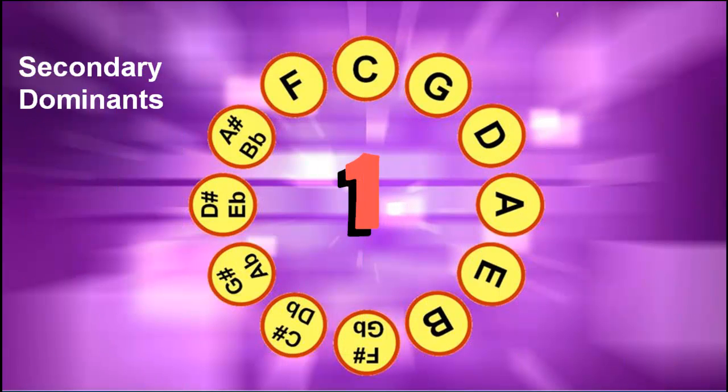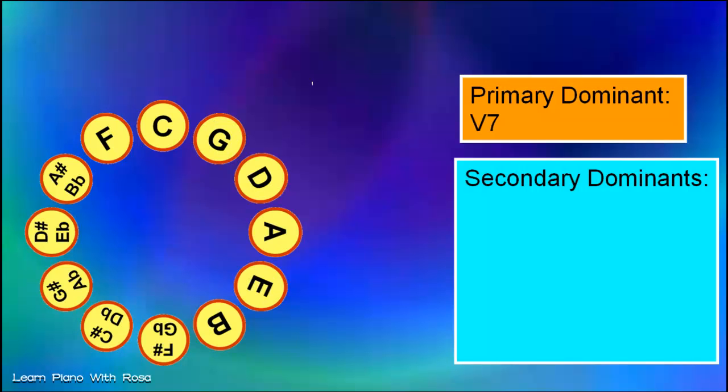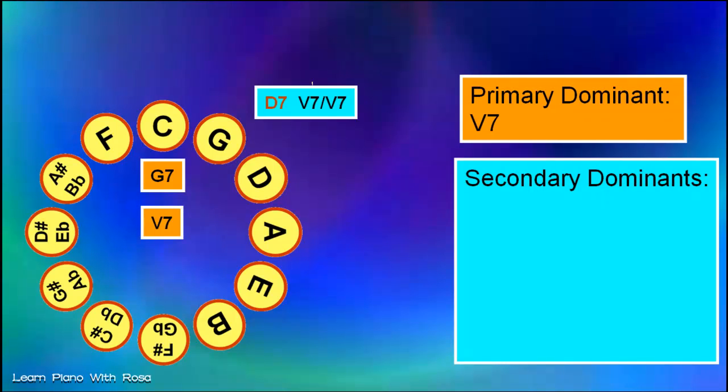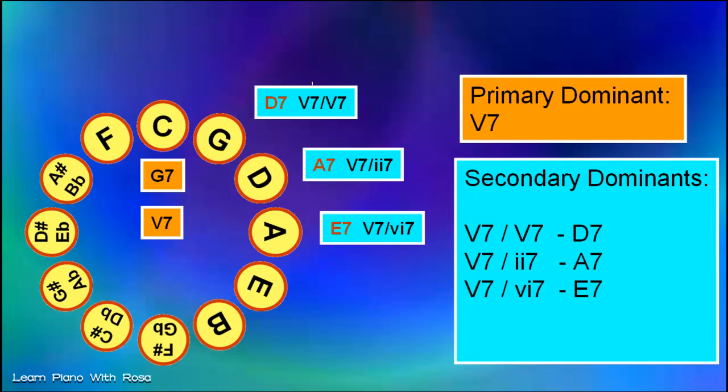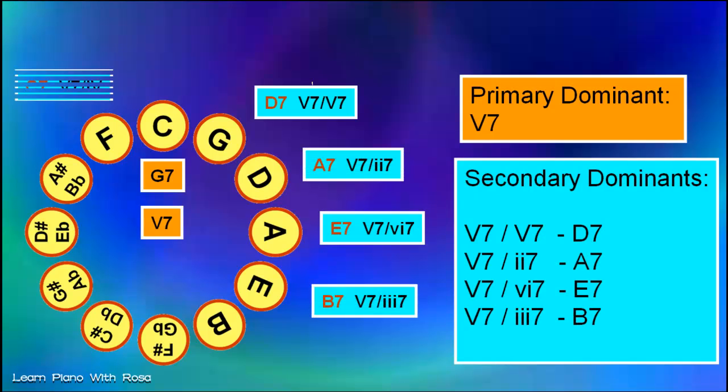In this Level 1 course, I take you to more advanced theory to understand secondary dominants that you often see in major key songs. In a major key song, there is a primary dominant chord, and there are many secondary dominant chords. Say in the key of C, G7 is a primary dominant chord. D7 is a secondary dominant chord. A7, E7, B7, and C7.